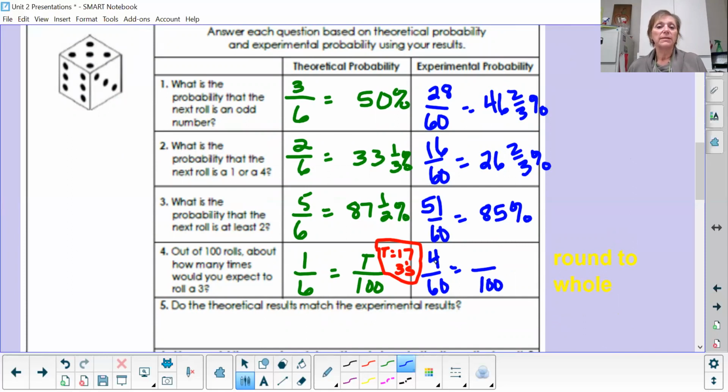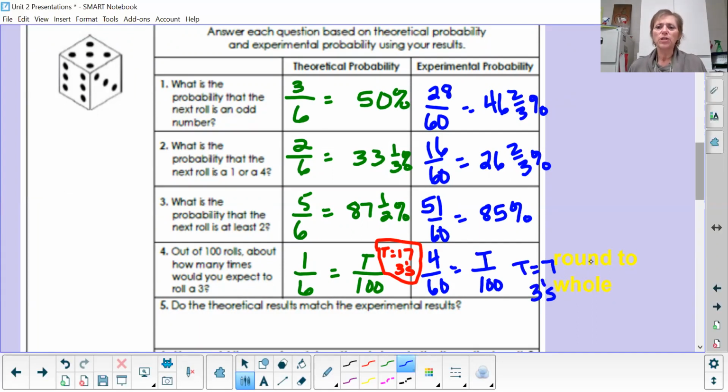And so I'm going to say 4 times 100, which is 400, and then divide by 60. 400 divided by 60 is 6.6 repeating. And remember, we're rounding to the whole number, so I'm going to say 7. Oh, and by the way, you were expected to find 3s, so I'm going to say T equals 7, because again, I rounded up to the nearest whole place. So if this pace continues, I would expect to roll 7 3s out of 100.